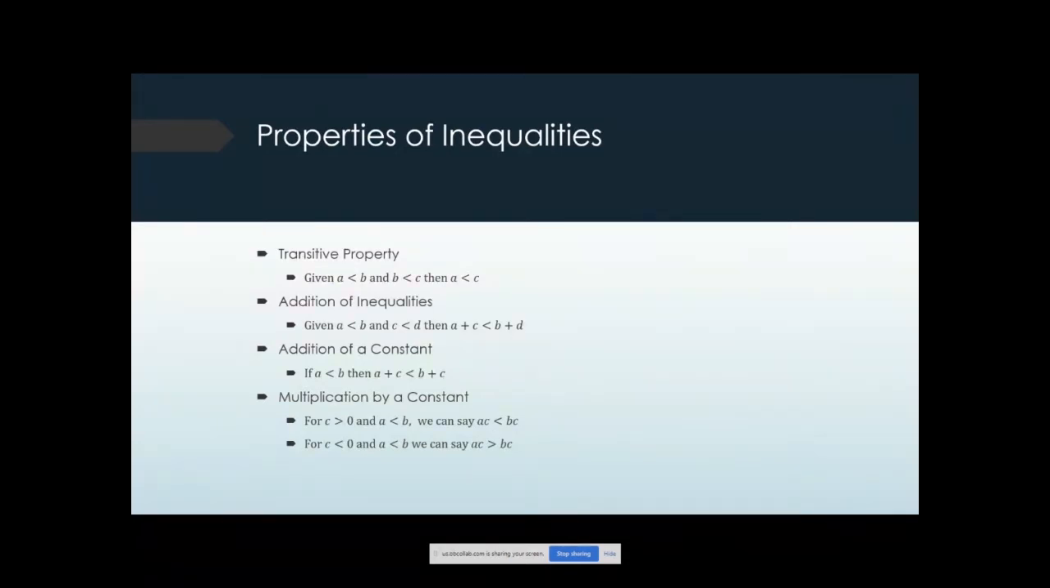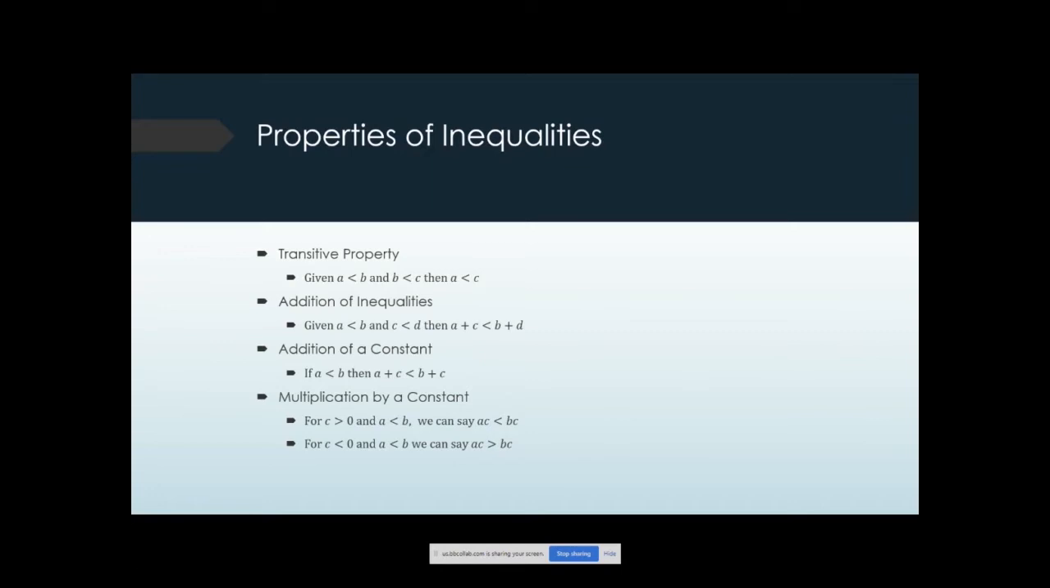Addition of inequalities, it's like the addition property of equations, except that it applies to inequalities. It basically says that you can add inequalities together just like you can add equations together. So if you have A less than B and C less than D, you can add A plus C and B plus D, and you'll still have the less than. And then you can also add a constant on both sides, and your inequality will still hold.